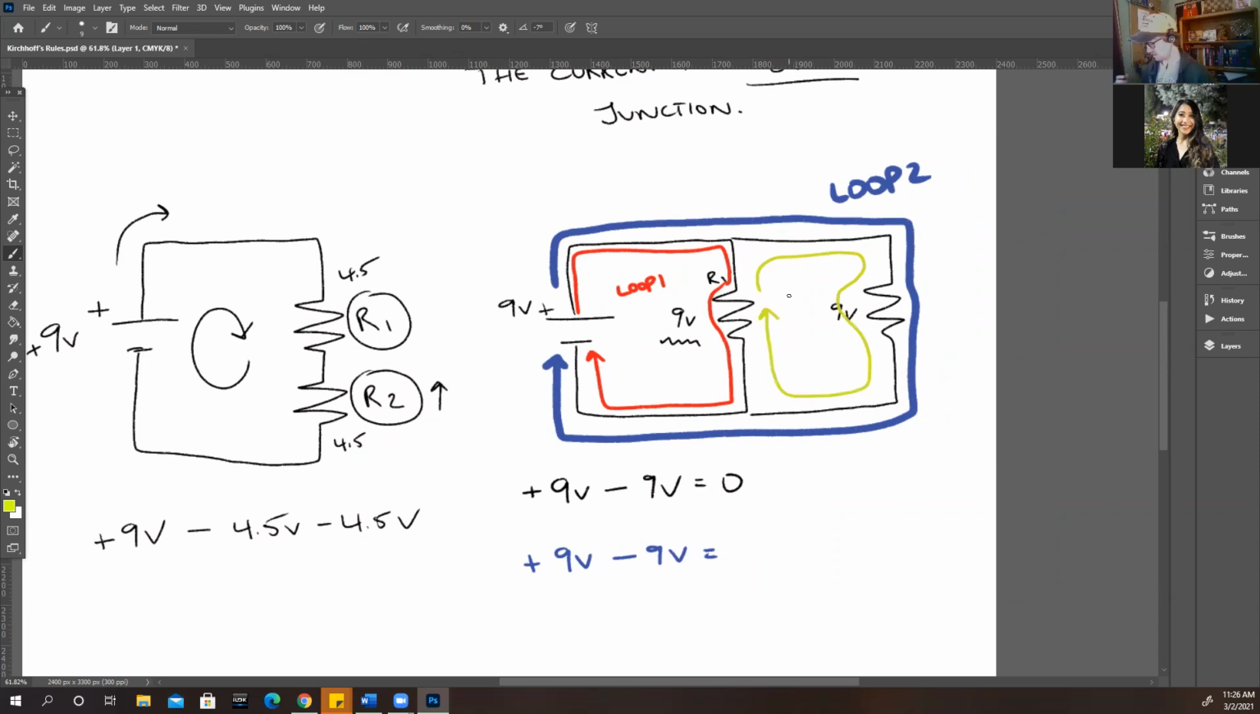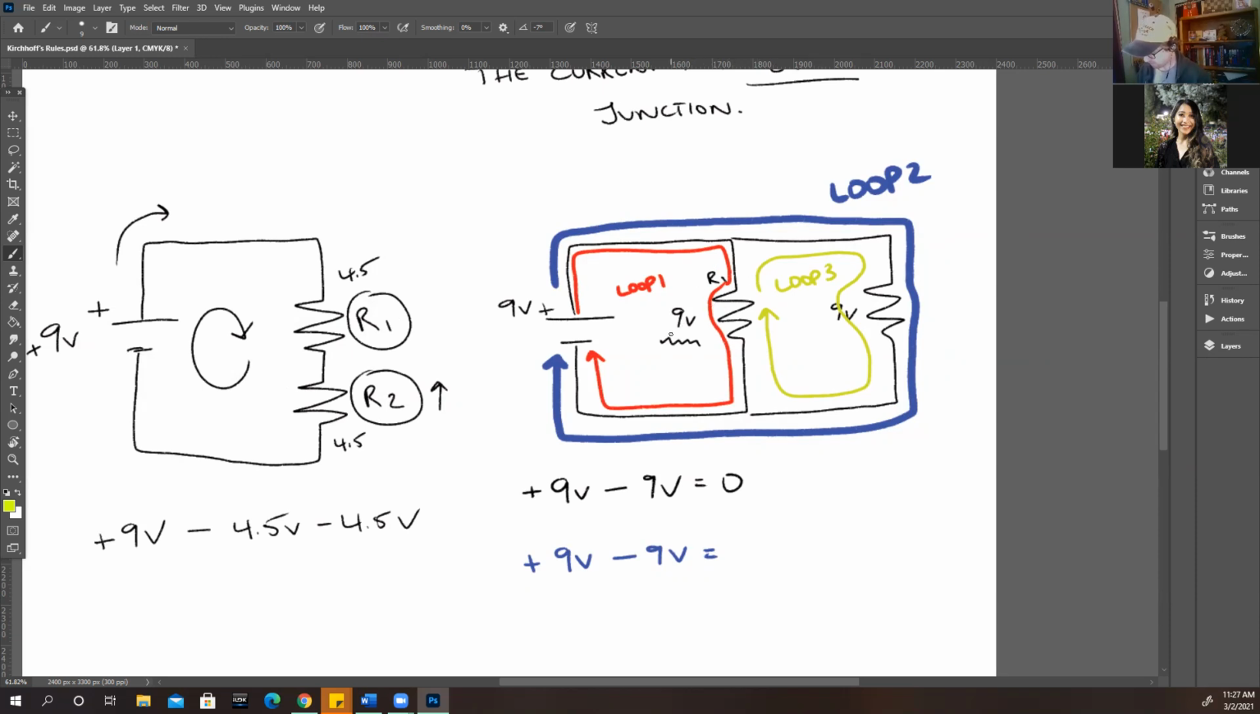But you might be thinking, there's no battery. How can there be a flow of electricity? How can there be a loop? Well, there is a loop. Consider this loop 3. And in loop 3, this is where I will have to decide positive and negative, which one I want to call positive, which one I want to call negative.